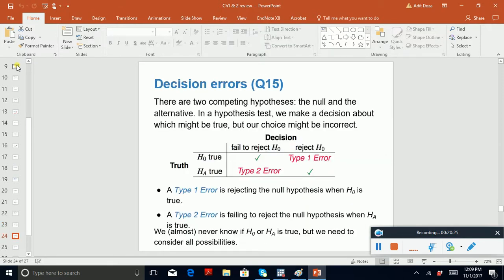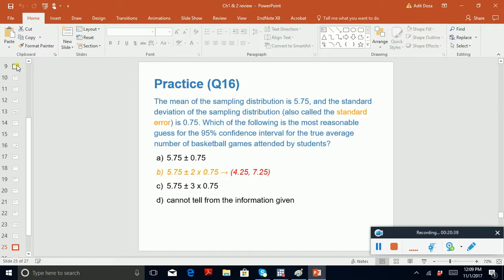This one you should have got correct. Most of you in fact got this part correct, and so you can see if you have made some mistakes. Question 16 was very straightforward. In fact, they have given the standard error, so you can directly plug in here. You don't have to calculate the standard error because they have given it.